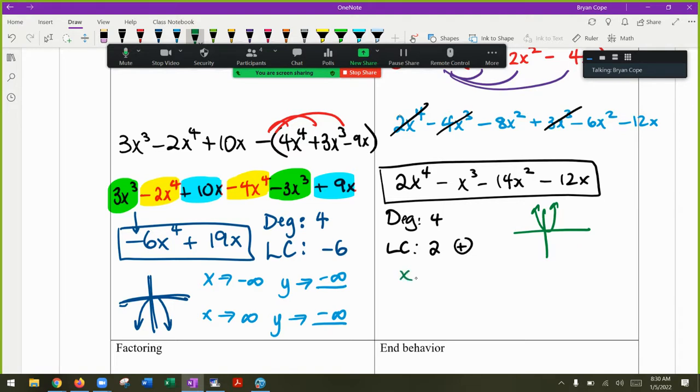Let's do end behavior. As x goes to negative infinity, y goes to something. And as x goes to infinity, y goes to something. Okay, let's talk to Ariana. What do you say for the first one? As x goes to negative infinity, y goes to... Beautiful. And the second one? Nicely done. Cool. Questions there?